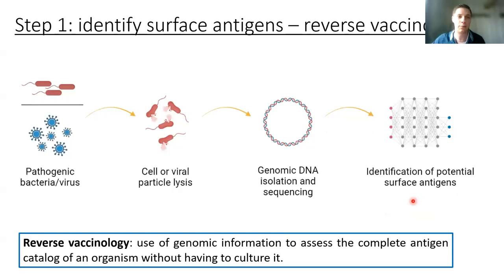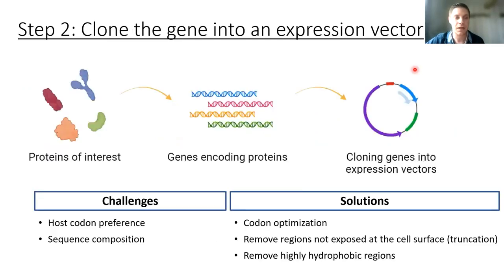So let's start with step 1, which is the identification of your protein of interest. This step can be achieved using the reverse vaccinology concept, which basically rests on the use of the genomic information to assess the complete antigen catalog of an organism without having to culture it. Basically, you will start with your pathogenic bacteria or viruses, and you will isolate the genomic DNA from the cell. And then, using bioinformatic analysis, you can identify your protein of interest.